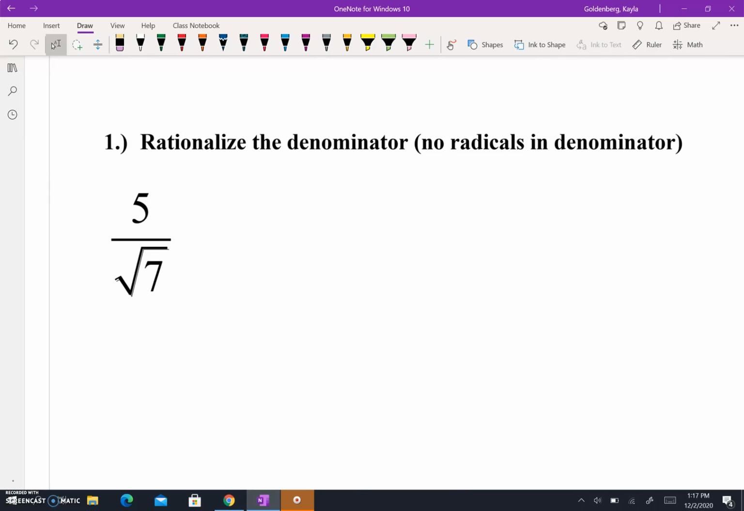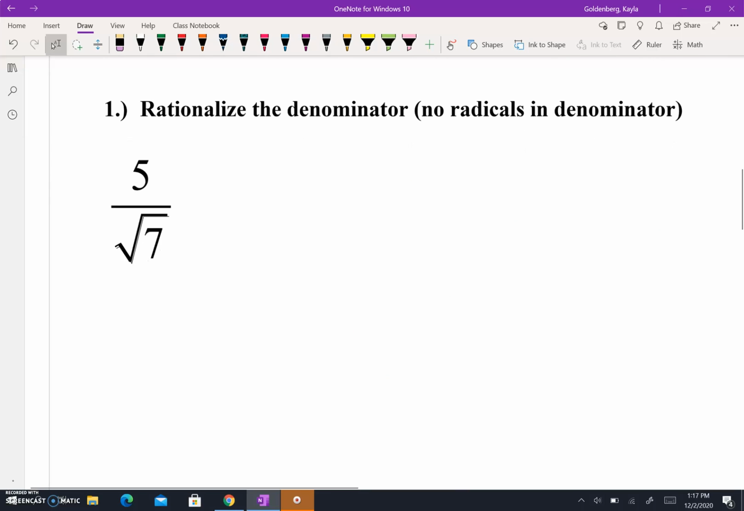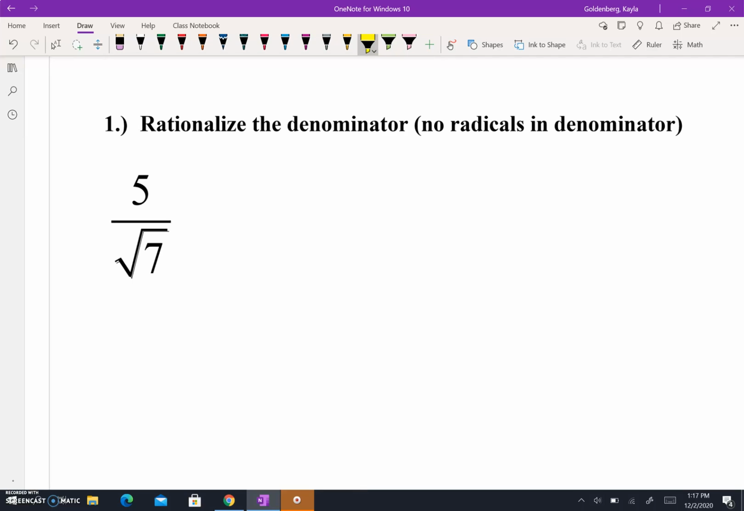Topic: rationalize the denominator. You'll want to make sure to write out these directions. Those vocab words are really important. What it means, a little more understandably, is no radicals in the denominator of our fraction. So we need to think about how to get the square root out of our fraction.